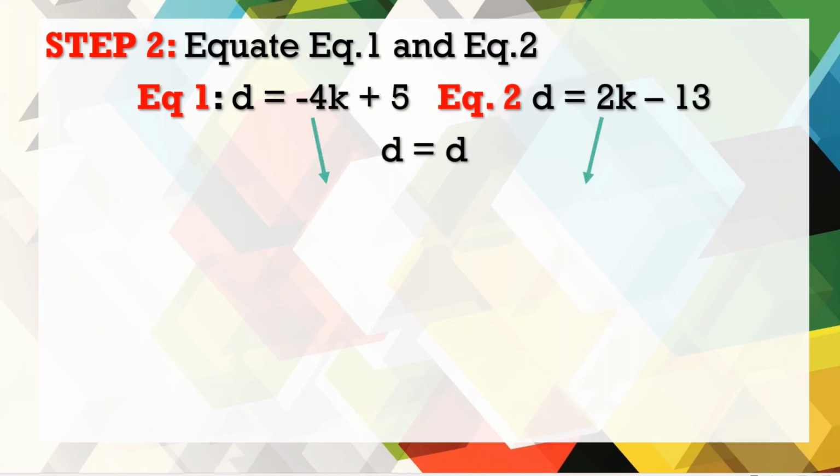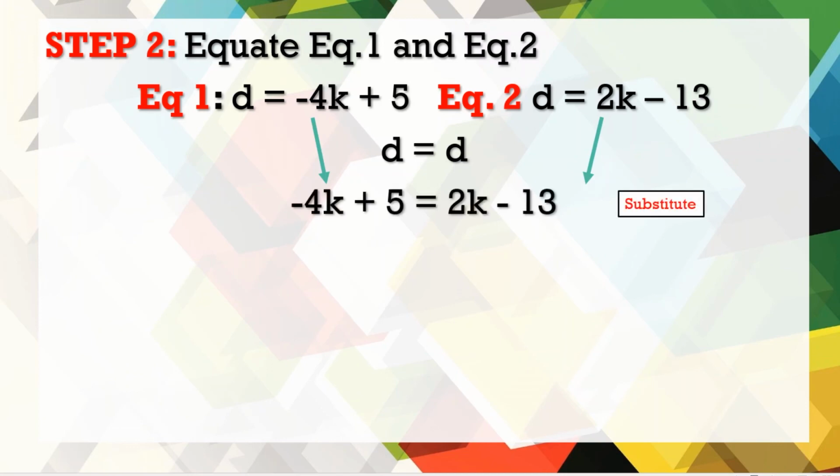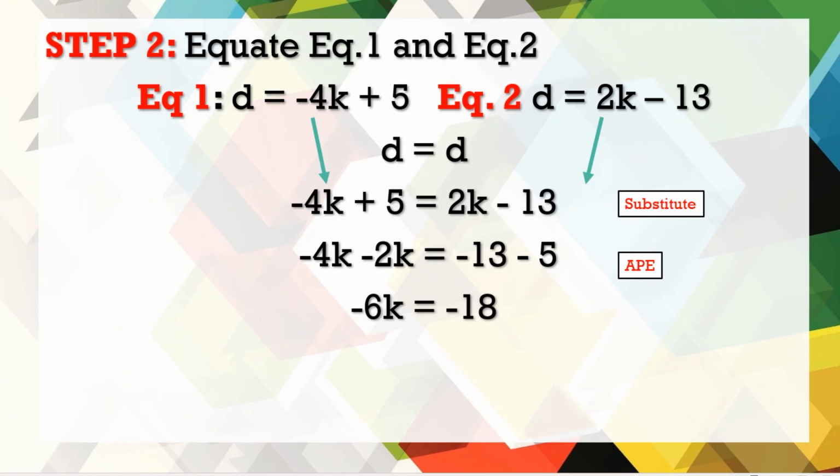Equating equation 1 and equation 2, we have negative 4k plus 5 equals 2k minus 13. Applying the addition property of equality, we have negative 4k minus 2k equals negative 13 minus 5. On the left side, we have negative 4k minus 2k equals negative 6k. On the right side, negative 13 minus 5 equals negative 18. Dividing both sides by negative 6, k equals 3.